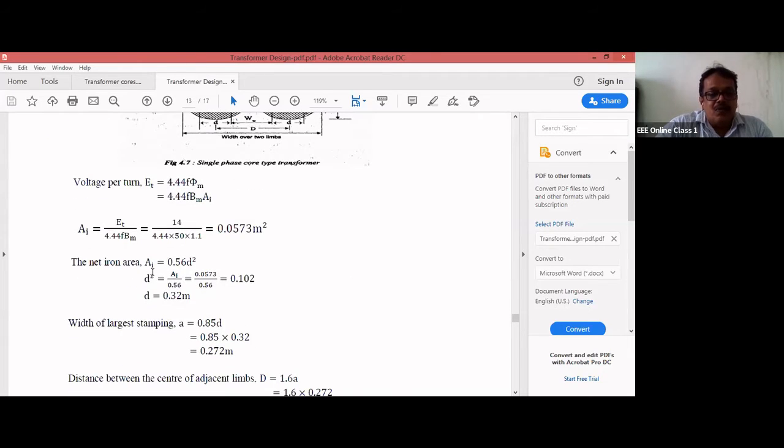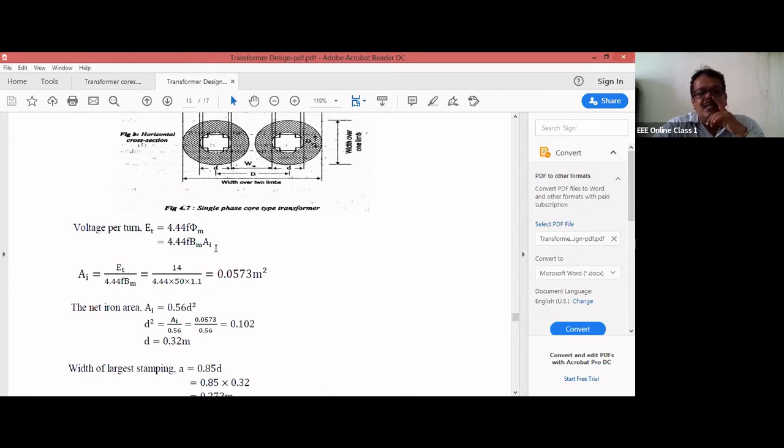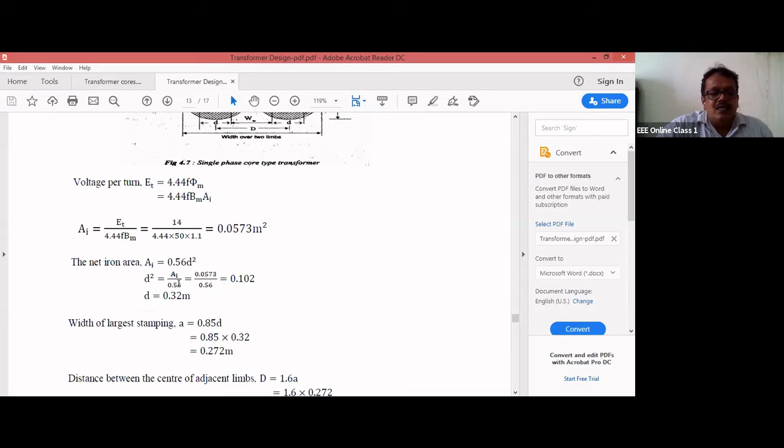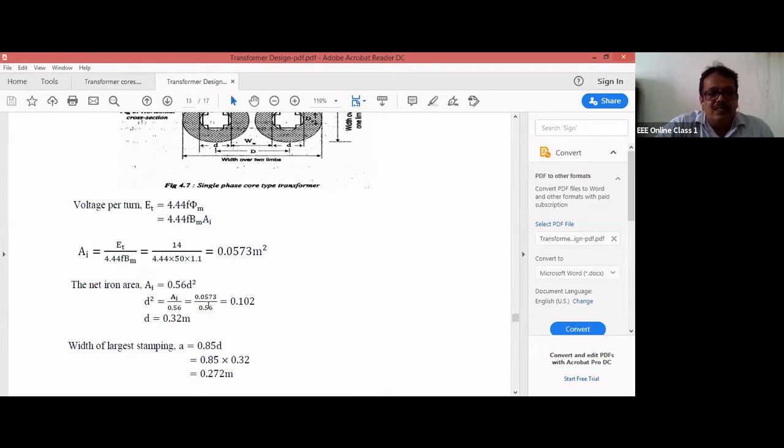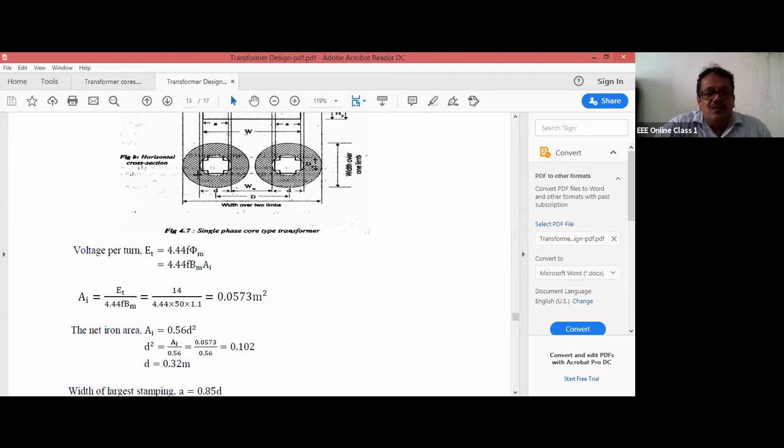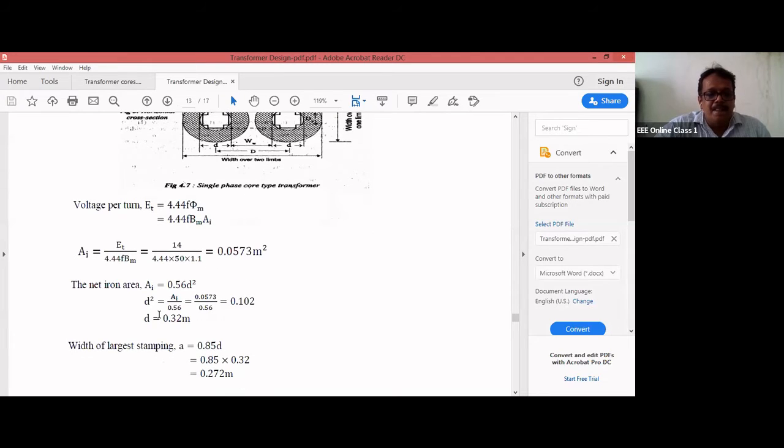Net iron area of the core, Ai, is equal to 0.56 d square. So d square is equal to Ai by 0.56, which gives 0.102. What is d? d is equal to 0.32 meter. What is d? It is the diameter of the circumscribing circle.